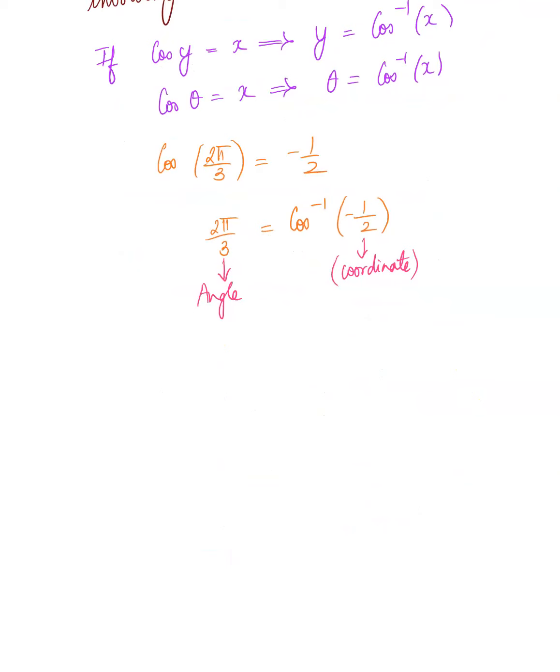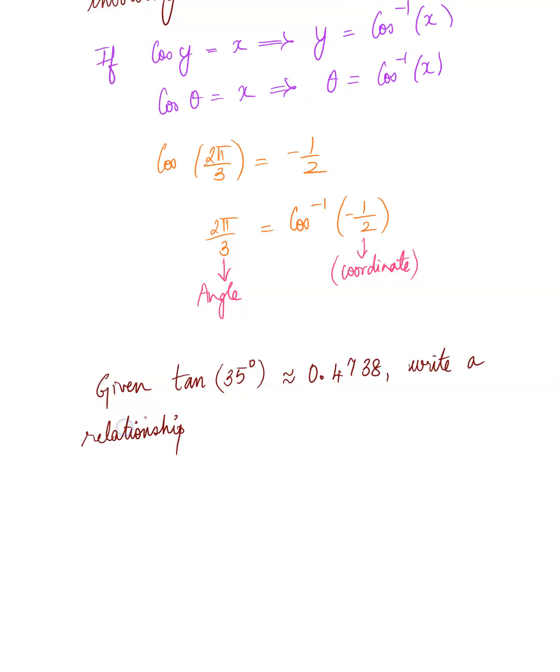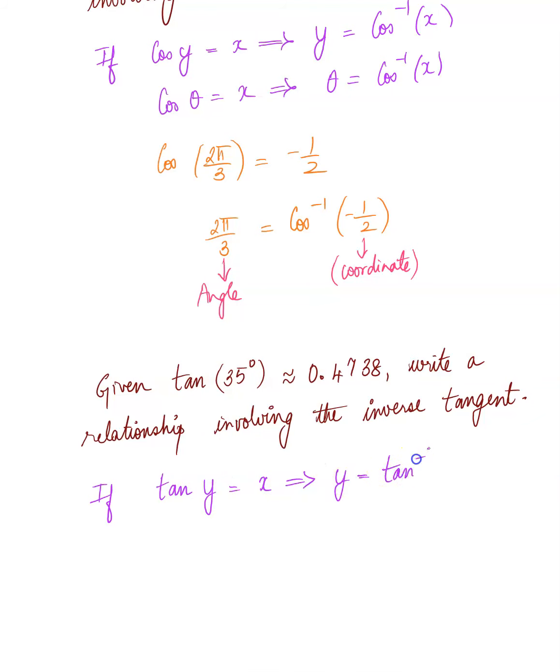How about in the degree mode? Given tan 35 degrees is approximately 0.478. Write a relationship involving the inverse tangent. Recall the relationship we know. So we know that if tan y is x, it implies y equals tan inverse of x.